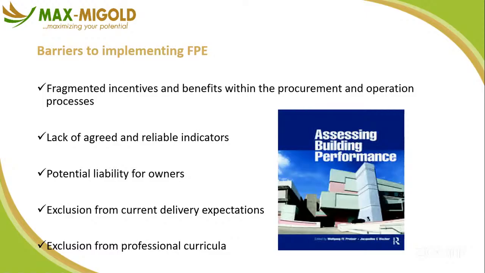Fragmented incentives and benefits within the procurement and operation processes. So that means you might not have the financial capacity to do most of what they are actually requesting. Lack of agreed and reliable indicators. They are asking for A, but what you can actually provide is B. So at the end of the day, you might not agree at times, but with relationship, you can still get some things done pending when you can actually provide what the end users are requesting.